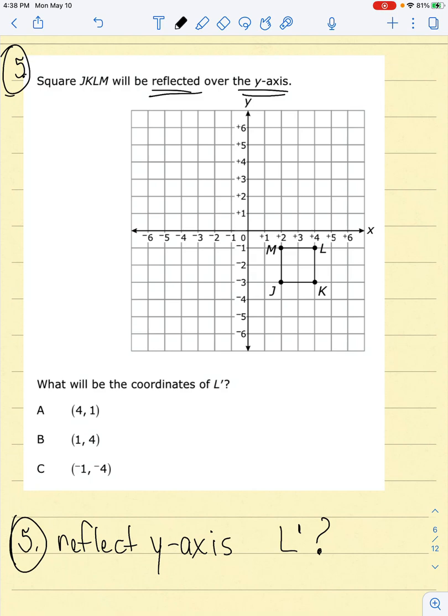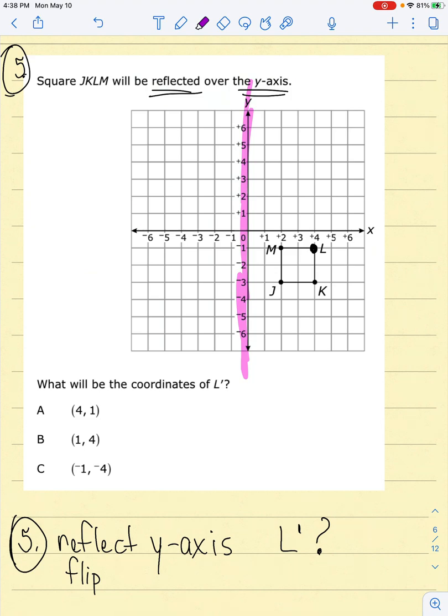So first, where is the y-axis? The y-axis is here. Next, let's find L. L is right here. Now, to reflect means to flip. So I'm going to flip L over that y-axis. Let me get a different color to help you see that. Let's use purple.